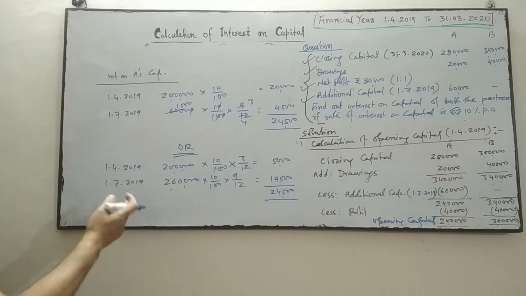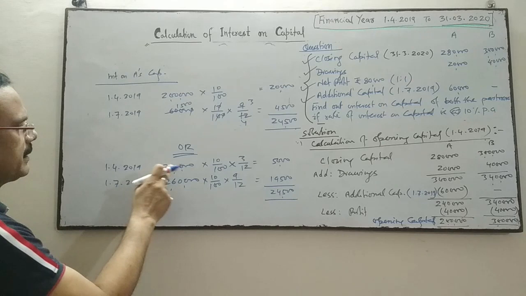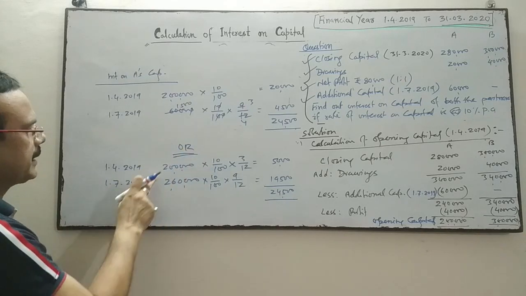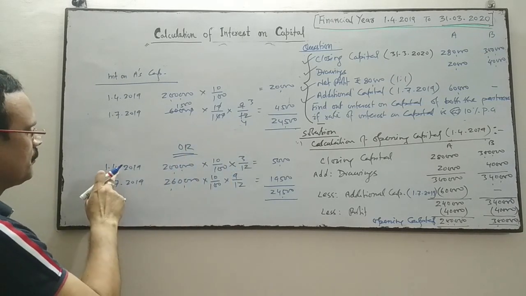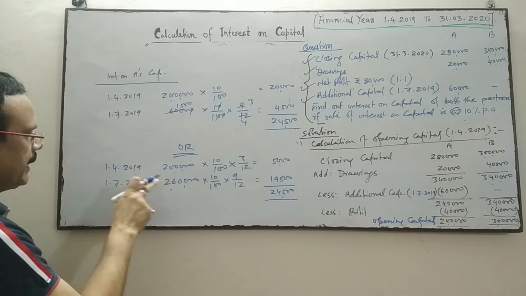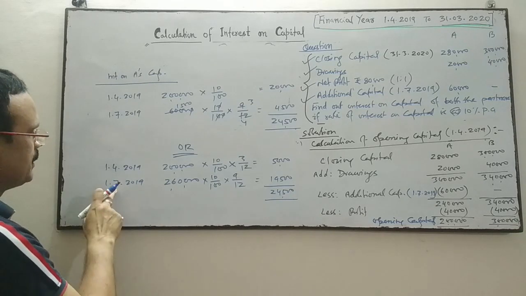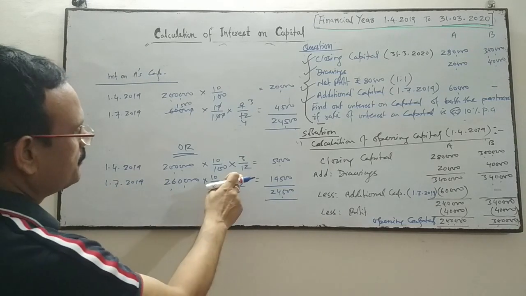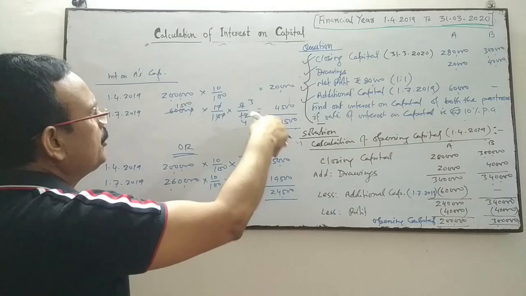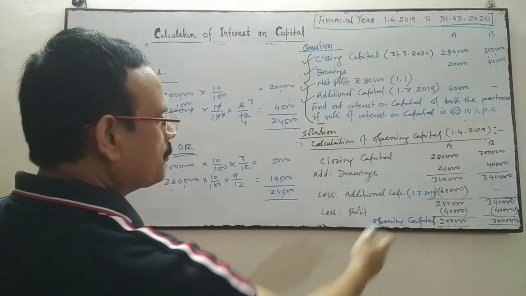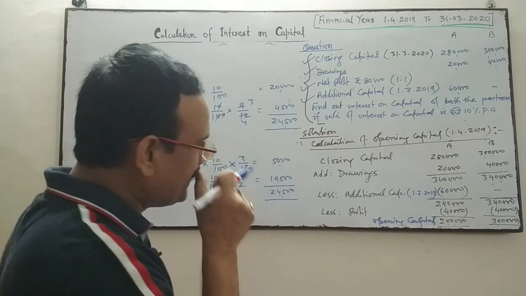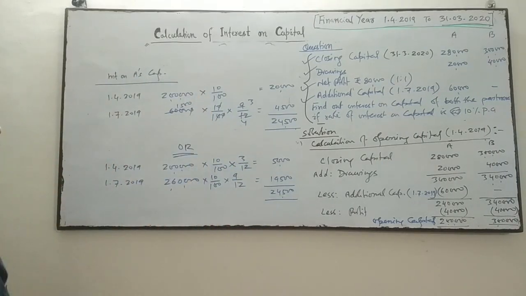Another method. On 1st April, the capital is this. After giving additional capital on this date, the capital becomes 2,60,000. Interest of this capital will be calculated for 3 months from 1st April to 1st July, and this 2,60,000 interest will be calculated from 1st July to 31st March for 9 months. Any of these methods can be applied after knowing the opening capital. First we will find out the opening capital and then we'll apply this one.